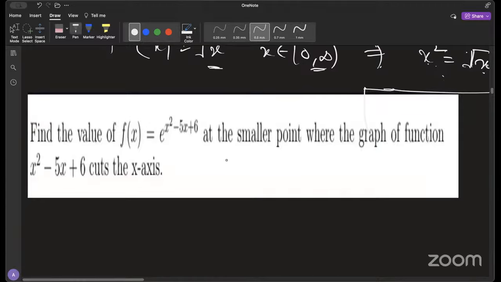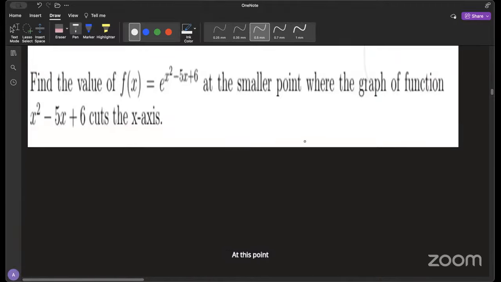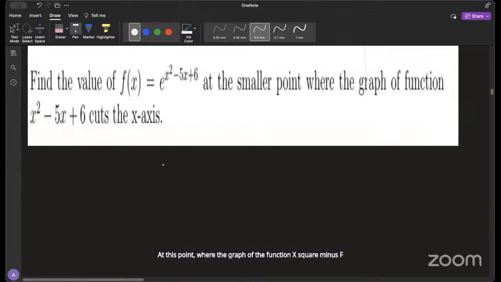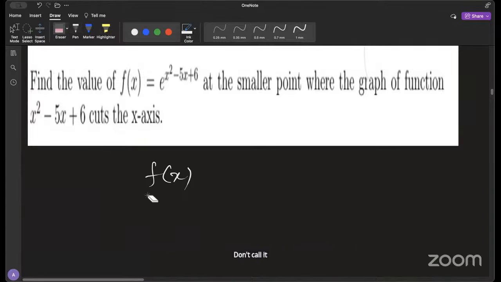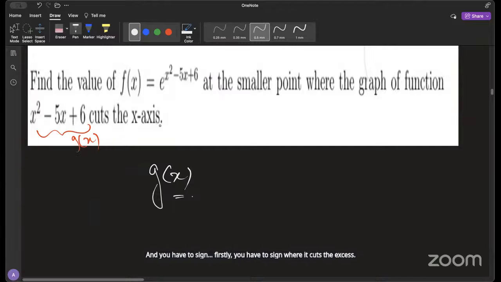The question is: the value of f(x) at the smaller point where the graph of the function x square minus x plus 6 cuts the x-axis. Let's forget what the function is for a moment. Don't call this function f(x), because f(x) is something else. This function is g(x), this entire thing. Firstly, you have to find where it cuts the x-axis.